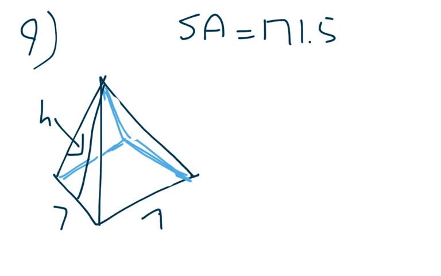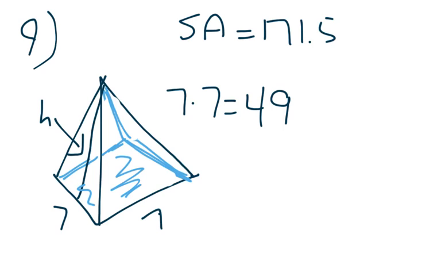Okay, number 9. It's a little bit different because we're already given the surface area, but we're not given the height. So we're going to find the area of this square base, which is 7 by 7, and 7 times 7 is 49. Now we can subtract that from 171.5 in order to find the sum of the 4 triangular sides. So 171.5 minus 49 equals 122.5. This is the area of all 4 triangles together.